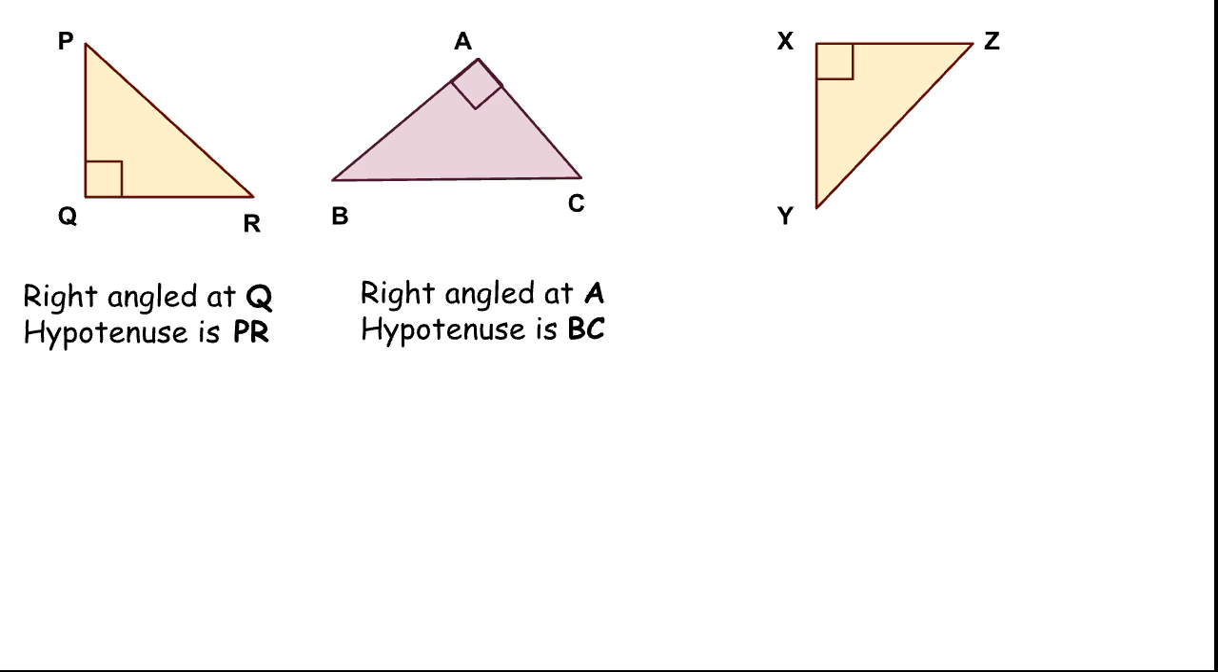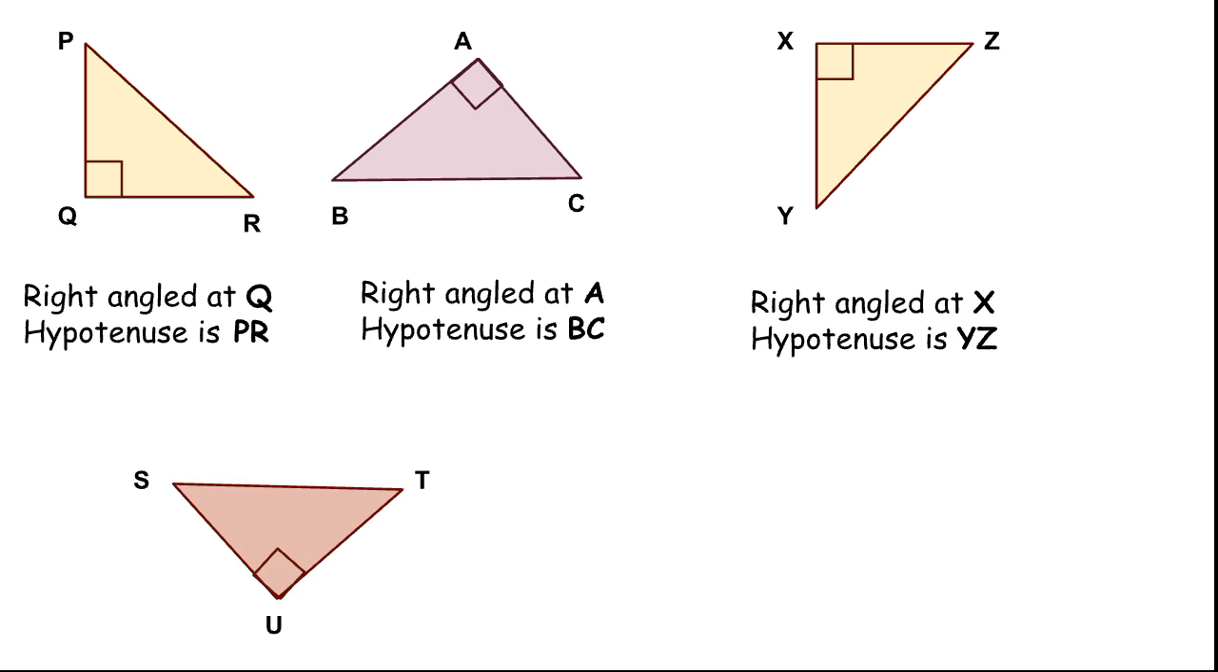Next, in this figure, angle X is equal to 90 degrees. YZ is opposite to angle X. So YZ is the hypotenuse. And next one, angle U is 90 degrees. ST is opposite to angle U. So the hypotenuse is ST.